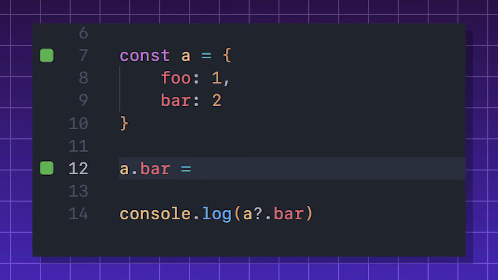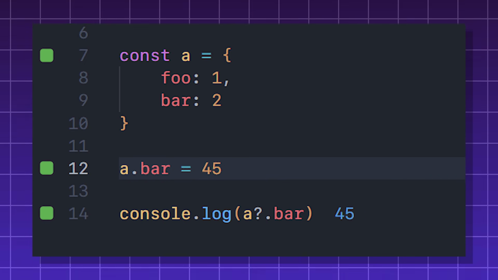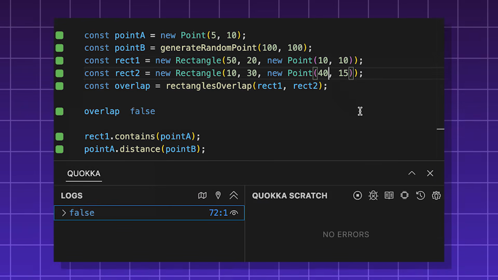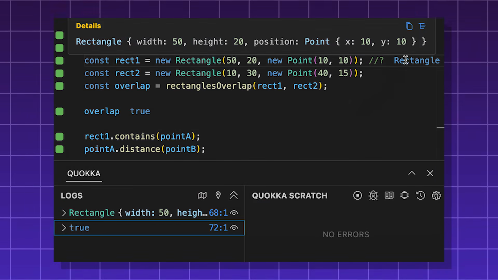Quokka, a real-time JavaScript playground for VS Code. It displays the results of code you write inline without running it. It allows for lightning speed testing and debugging. You never have to switch between the code editor and the console.